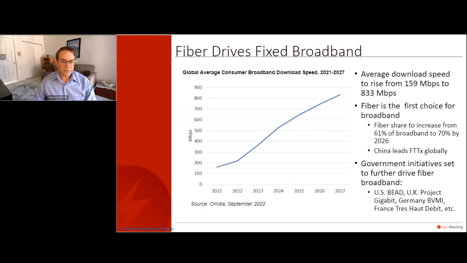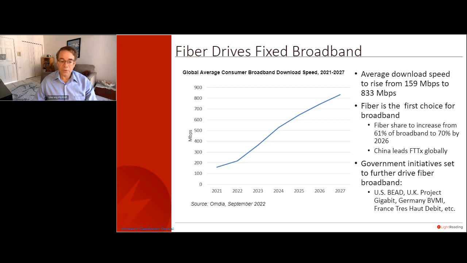And the fixed networks have not sat still through all of this. Fiber is really driving tremendous progress in fixed broadband. This is also very recent data from Omdia, and this is global average consumer broadband download speeds forecasted out through 2027. If we look at where we are in 2021, and this is global, on average, 159 megabits per second is the average download rate globally, expected to increase. You can see a pretty phenomenal increase on that line to over 800 megabits through 2027.